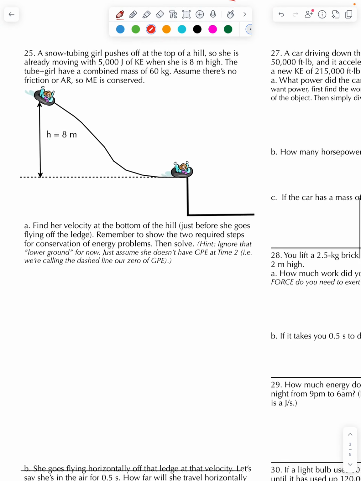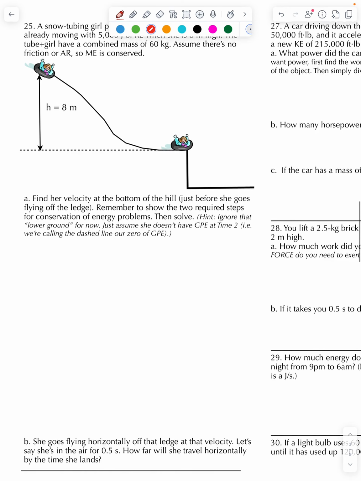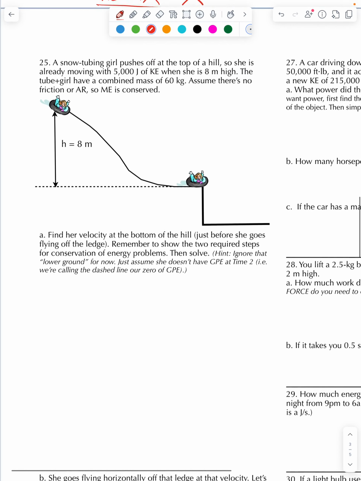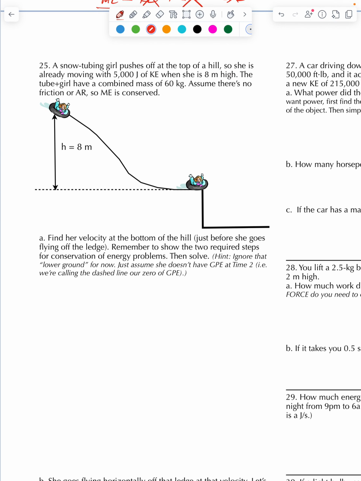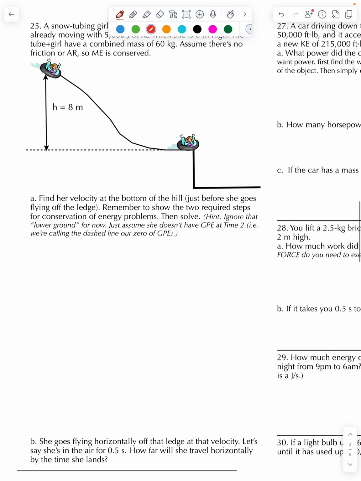All right, a snow tubing girl pushes off at the top of the hill, so she is already moving with 5,000 joules of KE when she is 8 meters high. The girl and tube have a combined mass of 60 kilograms. Assume there's no friction or air resistance, so mechanical energy is conserved. Again, mechanical energy is just the KE and any kind of potential energies, and it will be conserved as long as we're not creating some other form of energy that's not conserved, like heat and sound energy that's dissipating away from your system. Okay, find her velocity at the bottom of the hill.